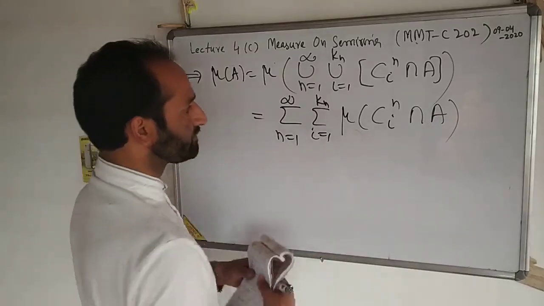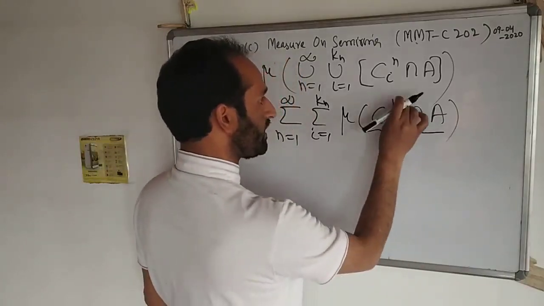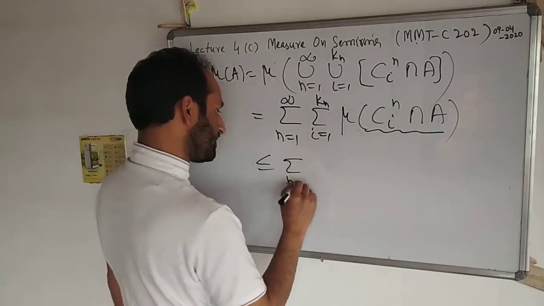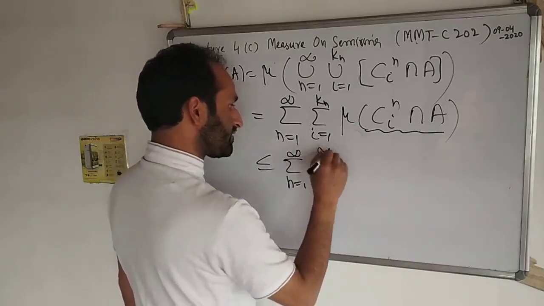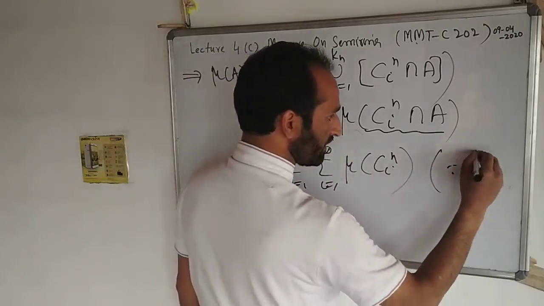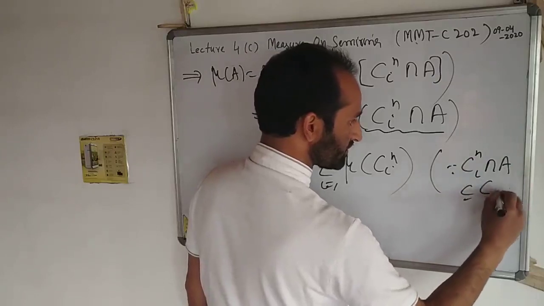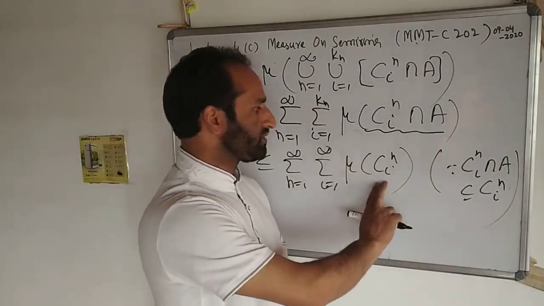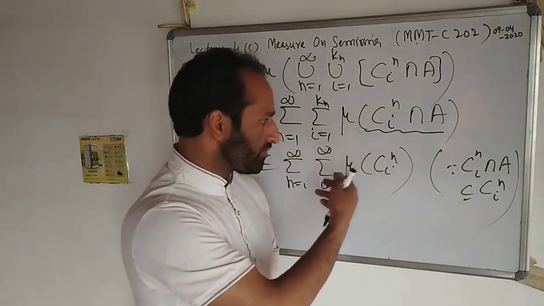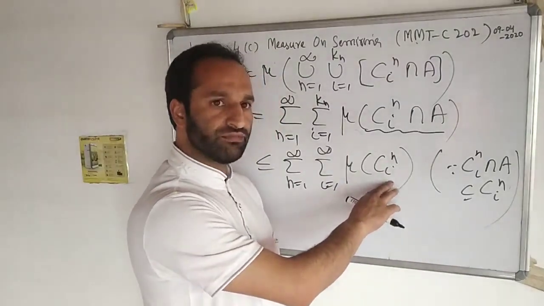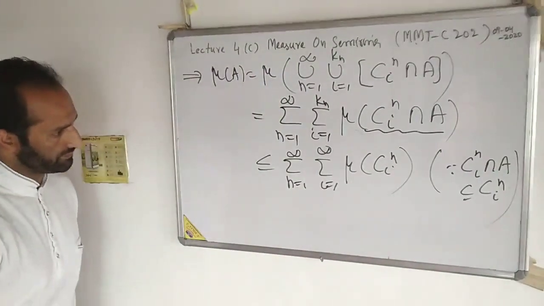This is less or equal to this one because mu is monotone. C_in intersection A is subset of C_in. So it's less or equal to double summation n runs from 1 to infinity, summation i runs from 1 to K_n, mu of C_in, because C_in intersection A is subset of C_in. And there is no harm in taking mu of C_in. The requirement is that this should be in the domain of mu, and it is in the domain of mu because it's a member of the semiring.